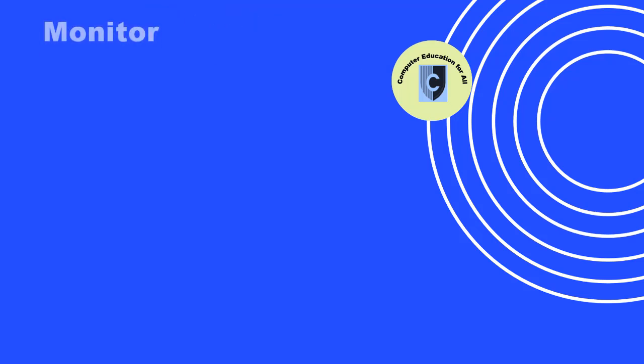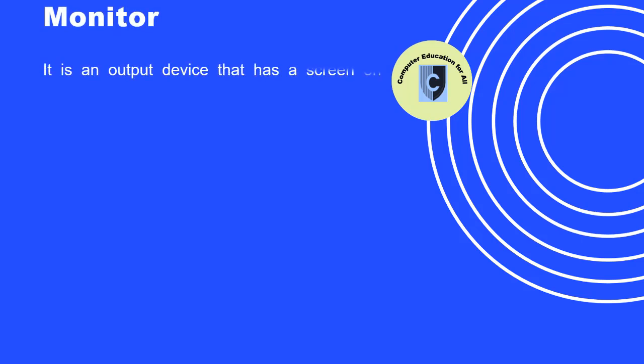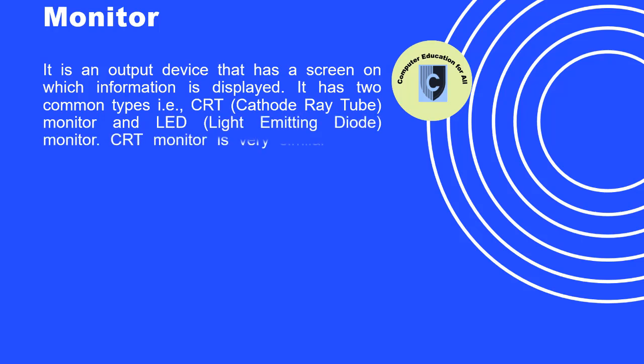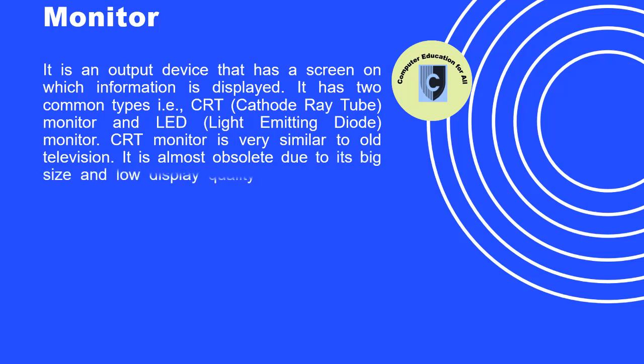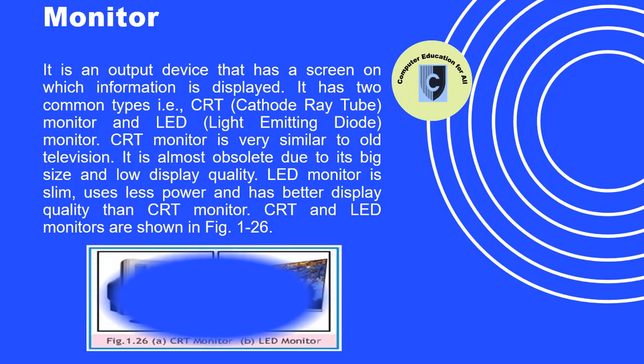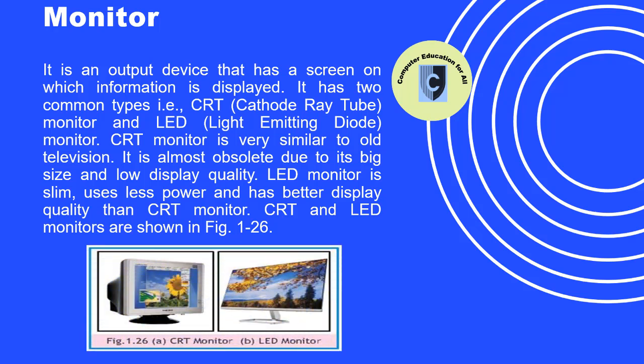Monitor. It is an output device that has a screen on which information is displayed. It has two common types, i.e., CRT (cathode ray tube) monitor and LED (light emitting diode) monitor. CRT monitor is very similar to an old television. It is almost obsolete due to its big size and low display quality. LED monitor is slim, uses less power, and has better display quality than CRT monitor. CRT and LED monitors are shown in Fig. 1.26.